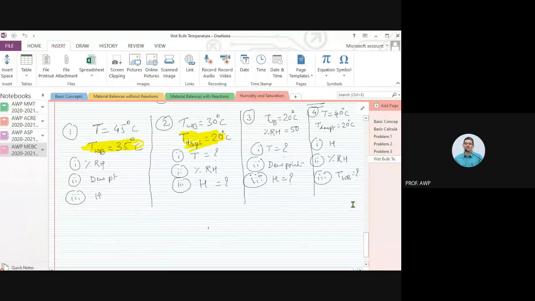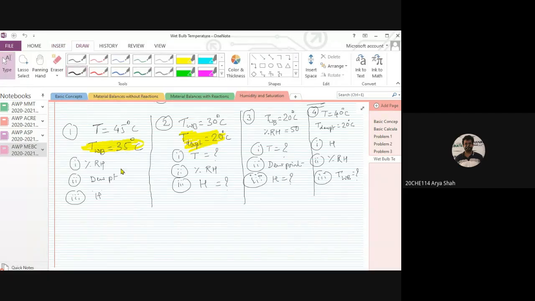Yeah, the RH percentage for the first one is 51.4%. Let me write that. 51.4%. Dew point is 32.67, 32.7, and humidity 0.0318 in kgs, right? Yes, sir.